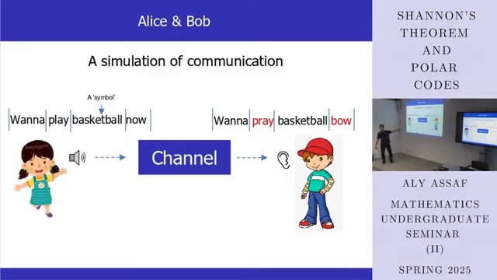Alice wants to tell Bob that they want to play basketball now. Each word here is modeled as a symbol. So she passes it through a channel, and the channel's purpose is to model errors. What comes out of the other side of the channel is "wanna pray basketball bow." So this is the message she's sending, and this is the message received, with no encoding, no nothing. It's just raw sending through a channel. Now, this is complete nonsense. We don't want this. So what's the solution?